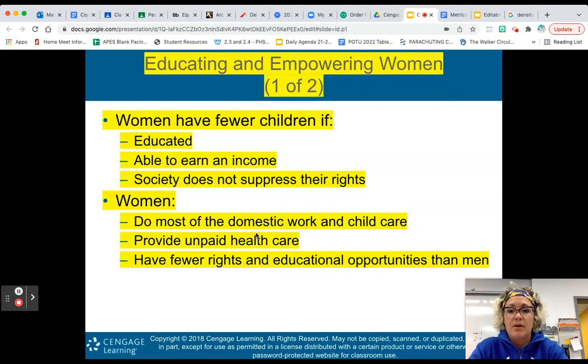It's societal healthcare, and then they have... Oh, no. What is it saying? Okay, women do the domestic work and the childcare. They provide unpaid healthcare, and they have fewer rights and educational opportunities than women worldwide.